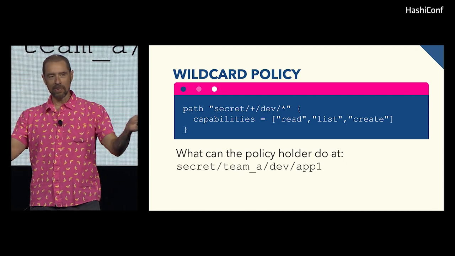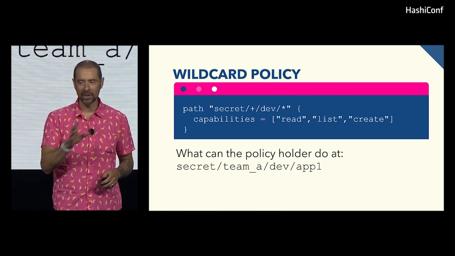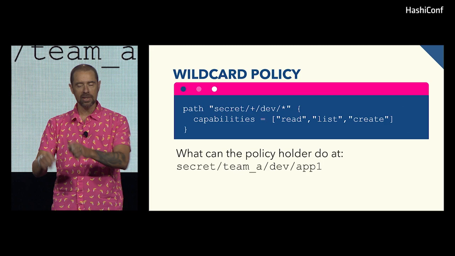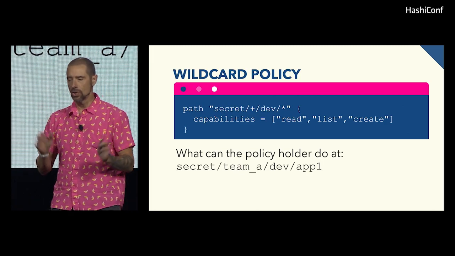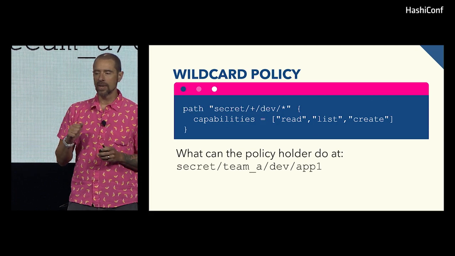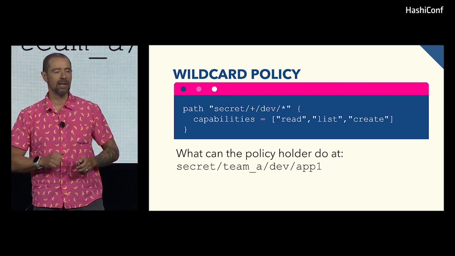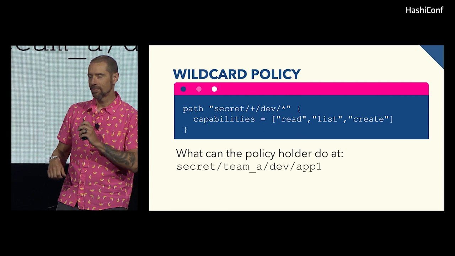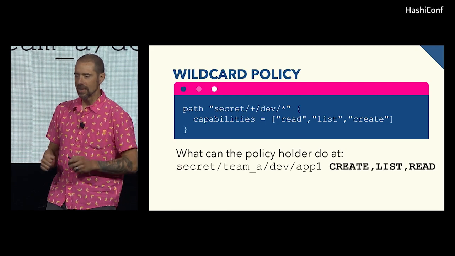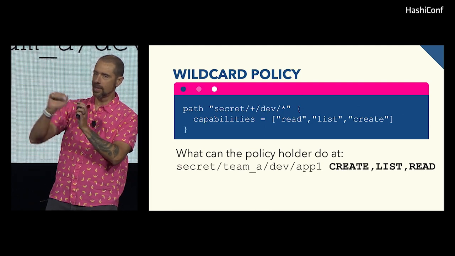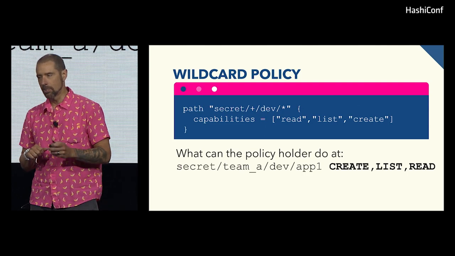All right, so let's make things more complicated. We're going to do a wildcard policy here. We're going to have a placeholder in here: secret/+/dev/*. Read, list, and create are the capabilities. So what can the policy holder do at secret/team-A/dev/app1? Yeah, you can do all the things. Create, list, read, because that star says anything that goes beyond this path, you'll get these capabilities on it.